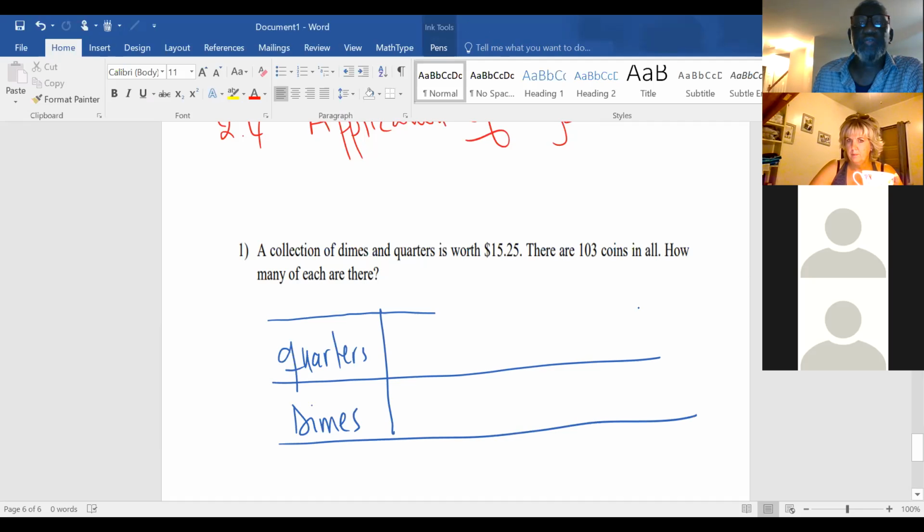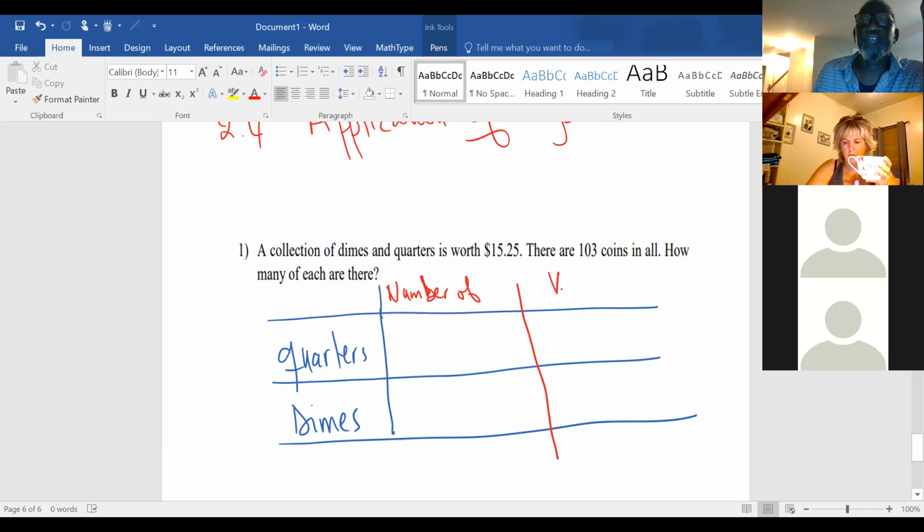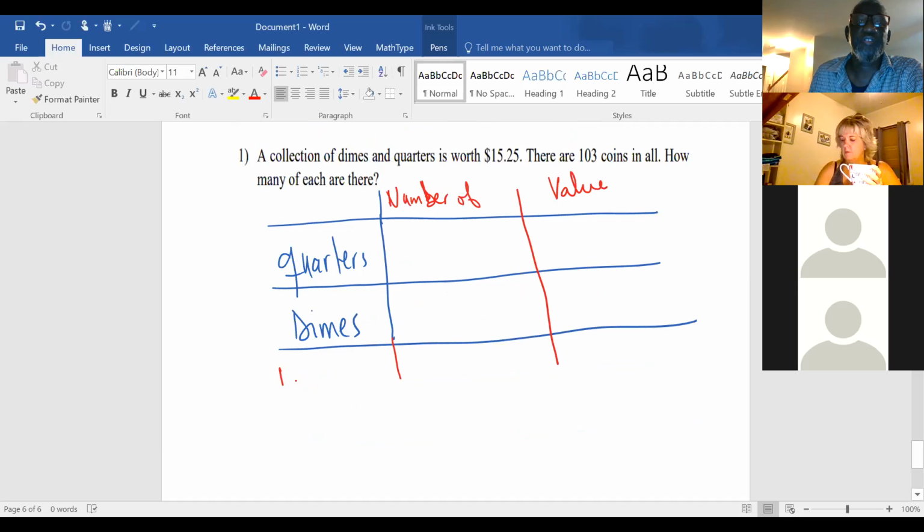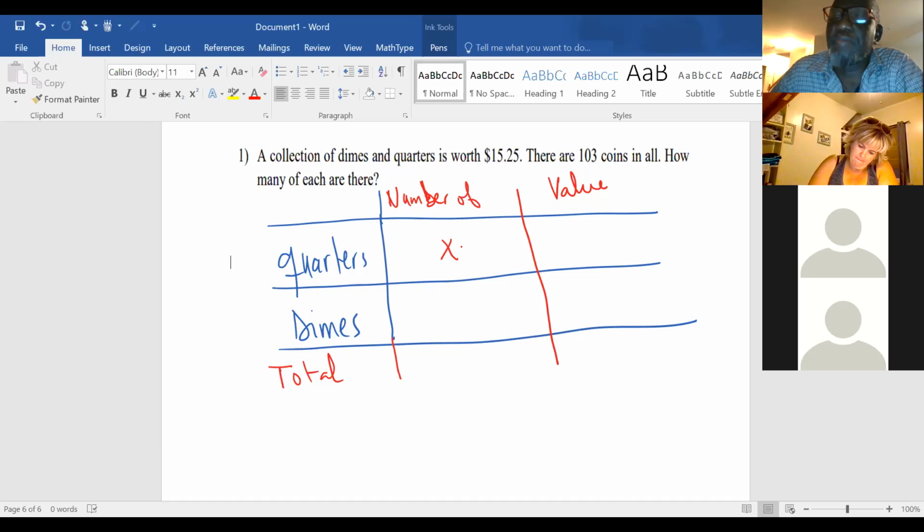And here we have number of, right? And we have the value. And here we are going to do some total. Okay, so do we know how many quarters are in that piggy bank? As of now, do we know how many quarters? No. We don't know how many quarters. So since we don't know, let's call it X. Anything in math you don't know, you just give it a variable name, right?